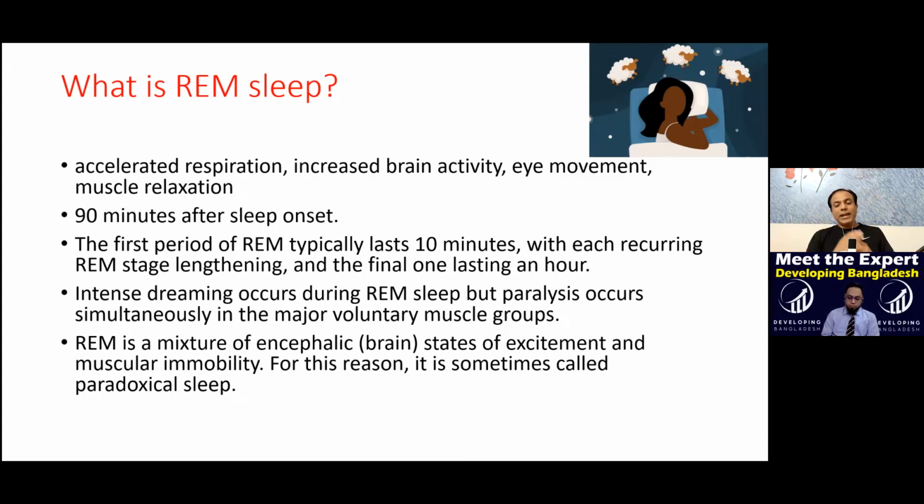Okay. And the first REM sleep occurs 90 minutes after the sleep onset. It means for the first 90 minutes you have non-REM sleep, and then afterward you get REM sleep. Initially, the duration of this REM sleep is only 10 minutes, but as sleep progresses, the duration progressively increases, and the final REM sleep lasts for at least 1 hour.